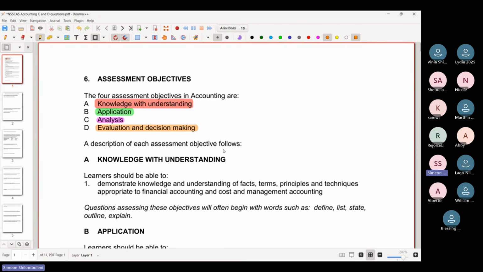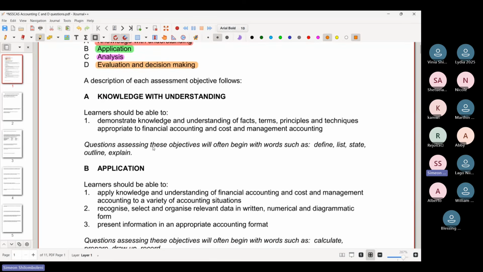Now, knowledge with understanding, we just want you to be able to remember something. Knowledge with understanding is something that anybody out there should be able to do. If you can remember the names of people, the names of items, the names of the fixed assets, the names of the limited companies, the names of the accounting principles, just to list them. That's why when it comes here, it says, questions assessing this objective will begin with the words define. If you can just remember a definition, list, state, outline, explain.